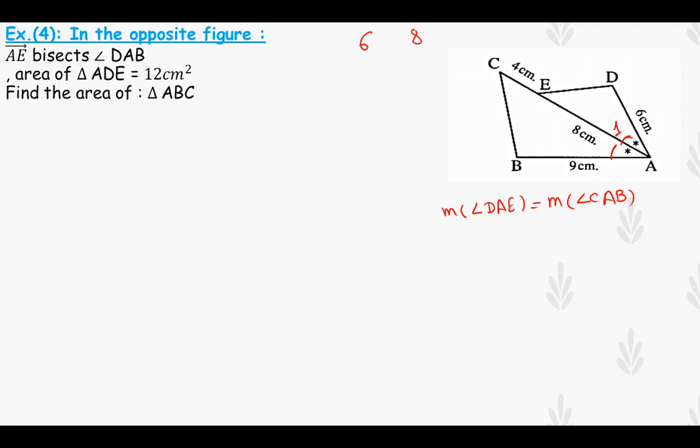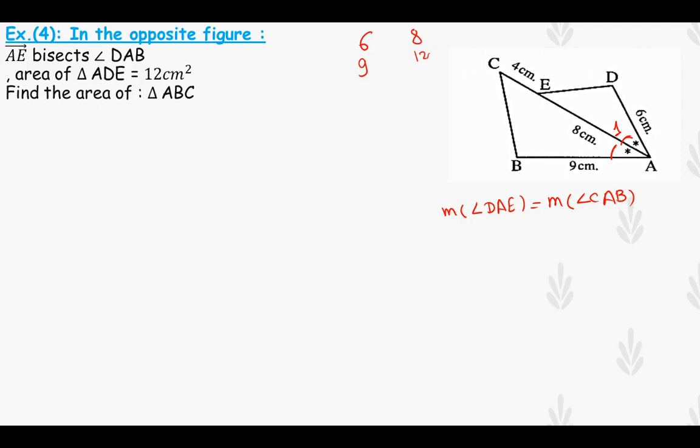And what about the angle of the second triangle, which is CAB? The enclosing sides, one of them is 8 plus 4, 12 centimeter, and the other one is 9 centimeter. We are going to put the smaller side under the smaller side, so we write 9 over 6. And the bigger side here, which is 8 in the first triangle, corresponds to 12 in the other triangle. So it will be 8 over 12.